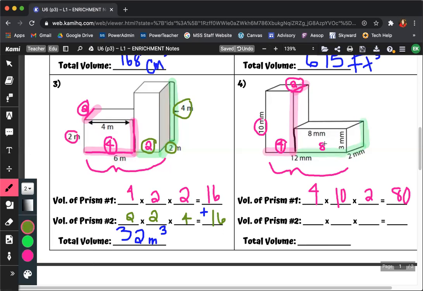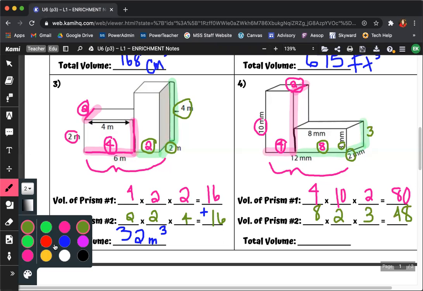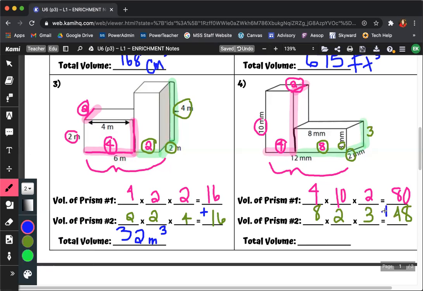Looking at shape number 2, we already calculated this length across is 8. This width right here is 2. We don't have a vertical height right here on the right side, so I'm going to look on the left side, and I see a height of 3. So our dimensions are 8 times 2, which is 16, times 3 is 48. And then our total volume, we are adding 80 plus 48, which equals 128 millimeters cubed.